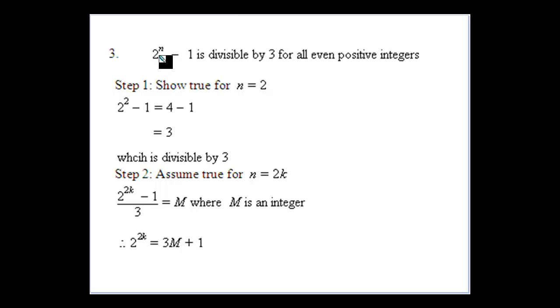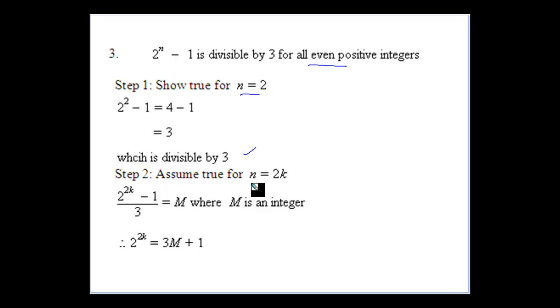In this question, what we want to do is prove 2 to the power of n minus 1 is divisible by 3. So it's going to be a little bit difficult because it's got 2 to the power of n. Again, it's true for all even positive integers. So we start with n is equal to 2, that's our lowest even positive integer. So 2 to the power of 2 minus 1 gives us 4 minus 1, which is 3, divisible by 3. So it's true, it works for n is equal to 2.